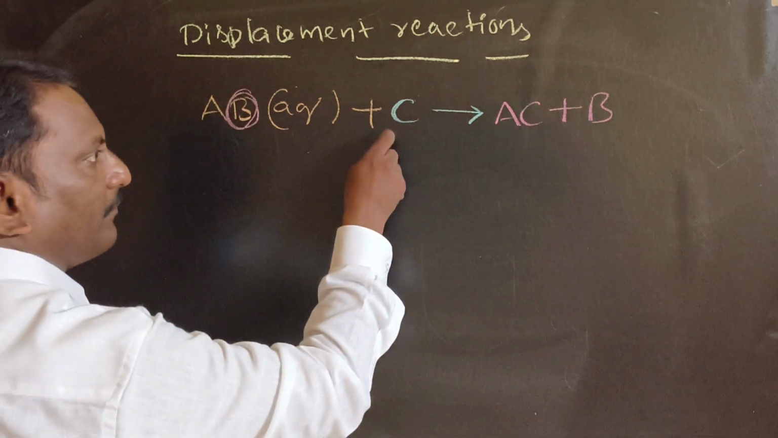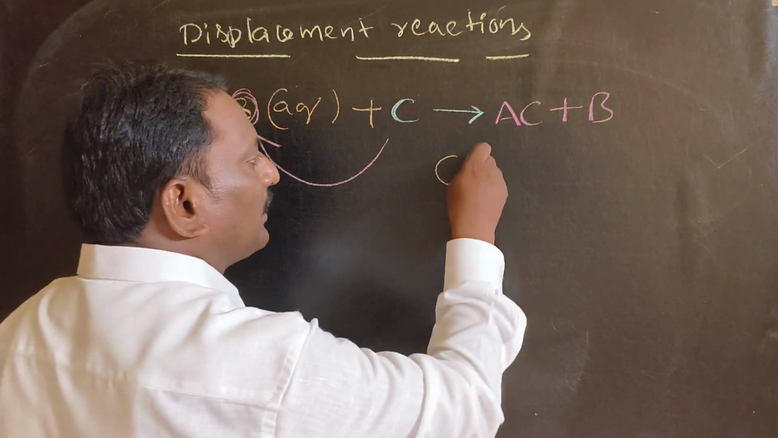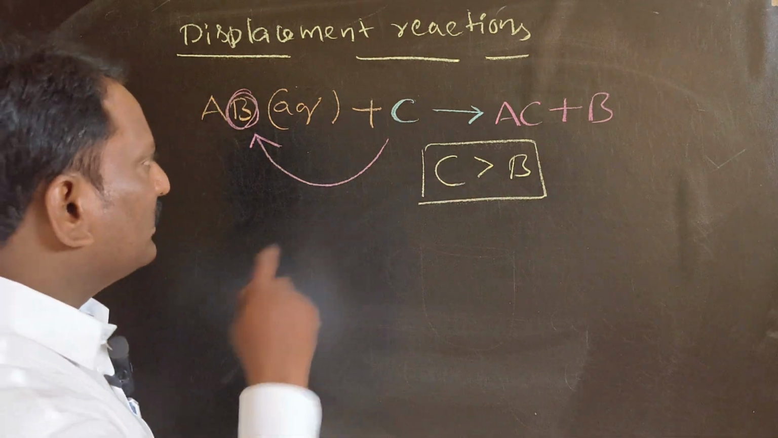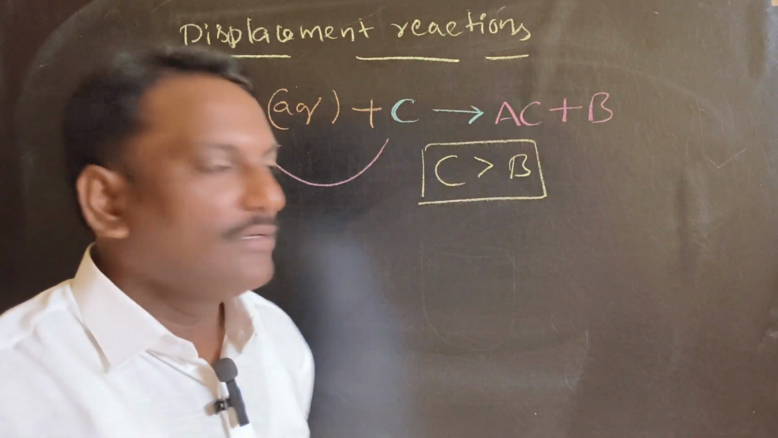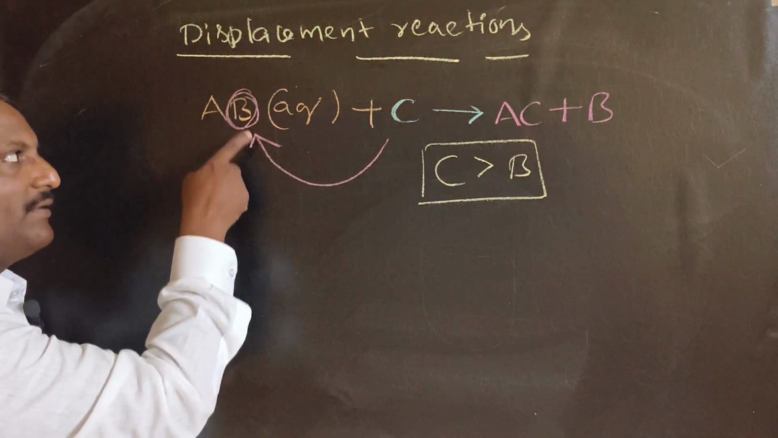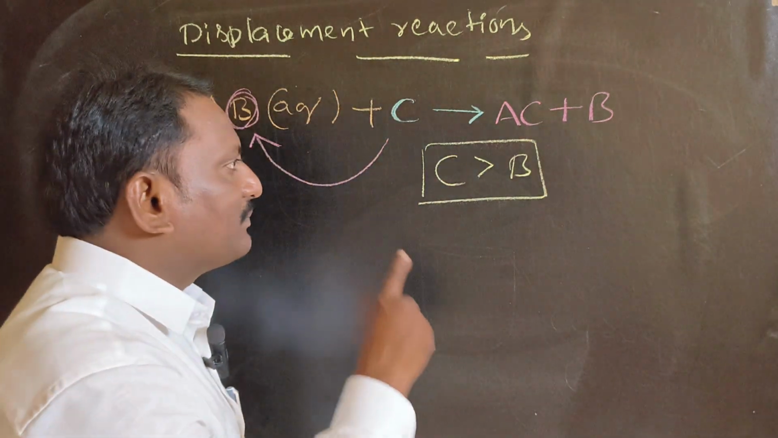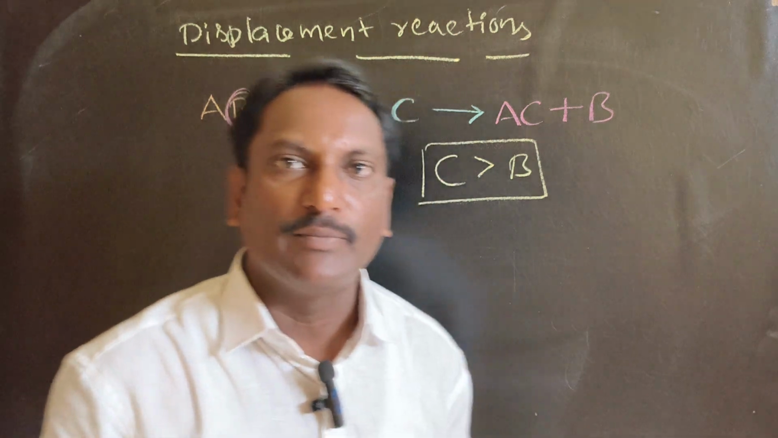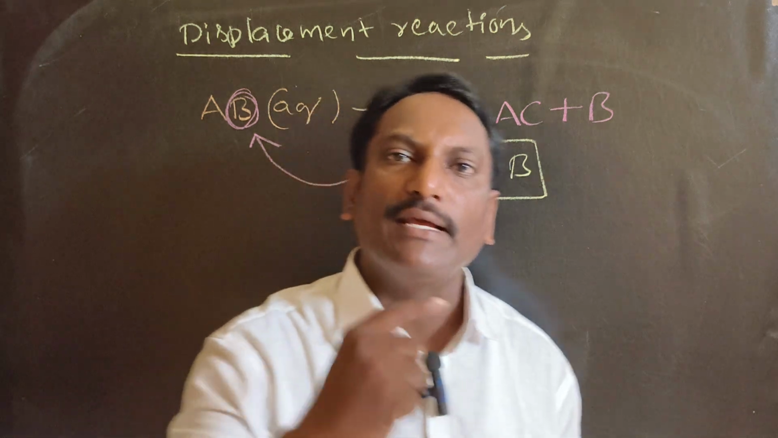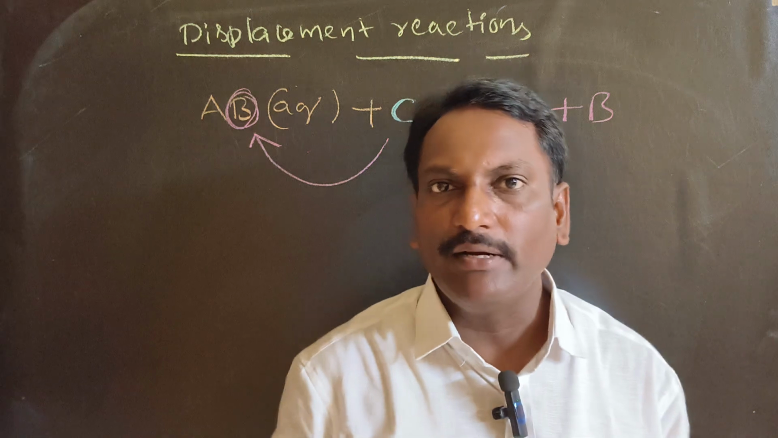From AB, B is replaced by C. That means C is more reactive than B. In this reaction, you must have seen that highly reactive element C displaces less reactive element B from its solution of AB, which is called displacement reaction. Displacement reaction means those reactions in which highly reactive element displaces less reactive element from its solution.